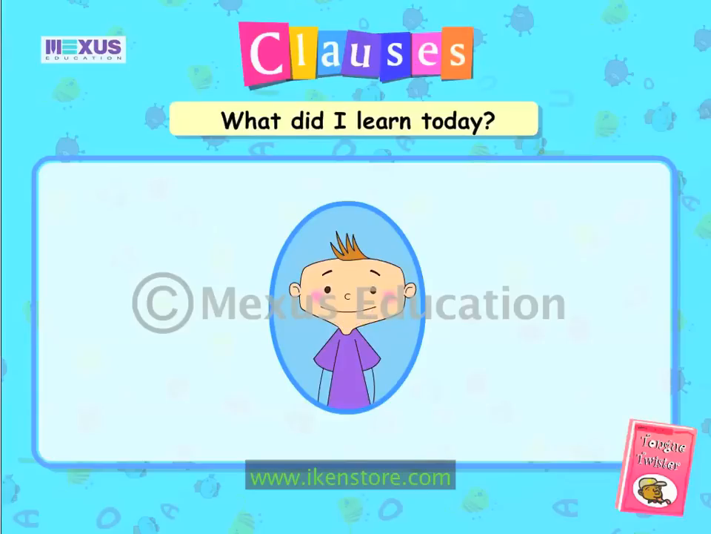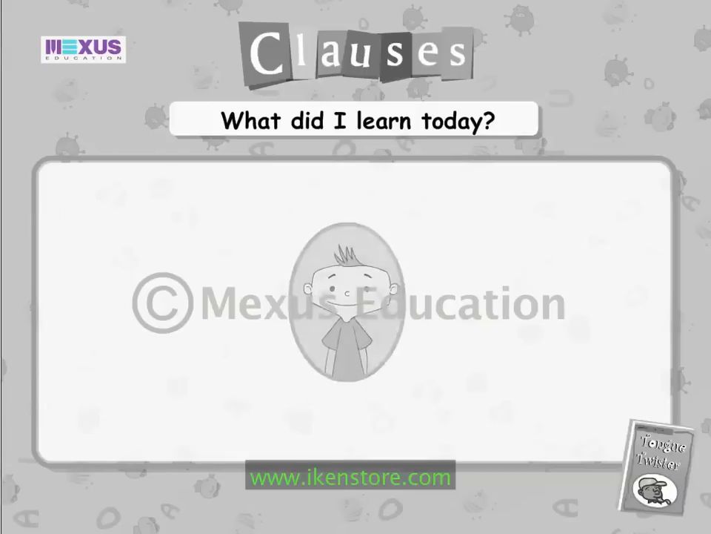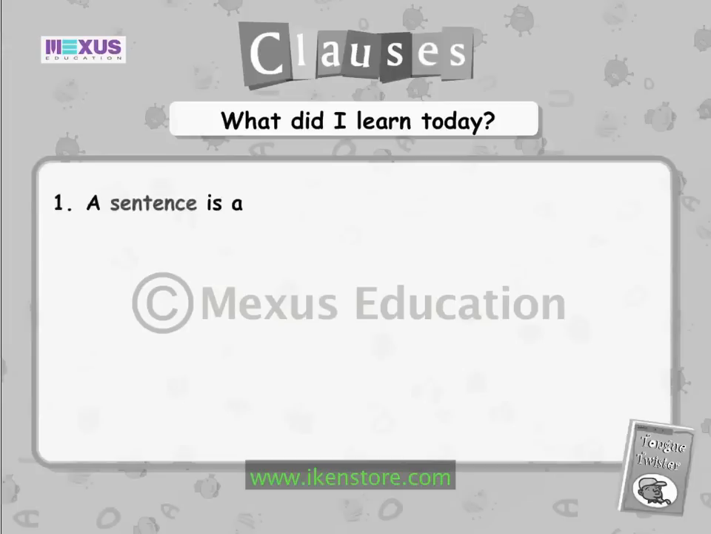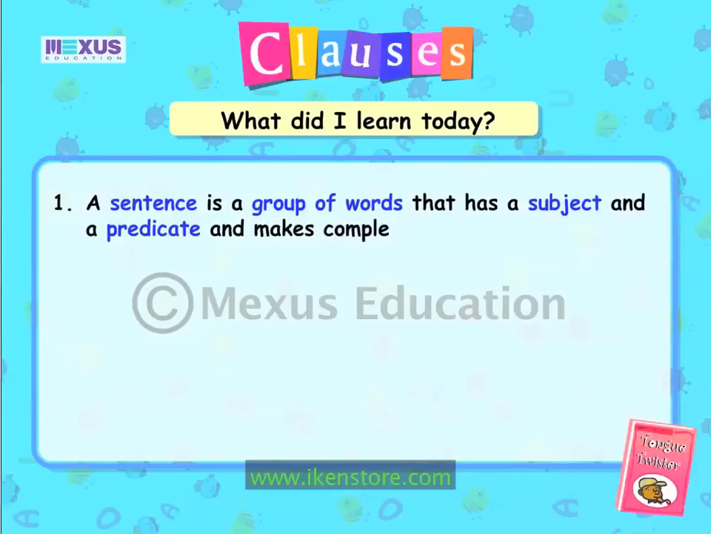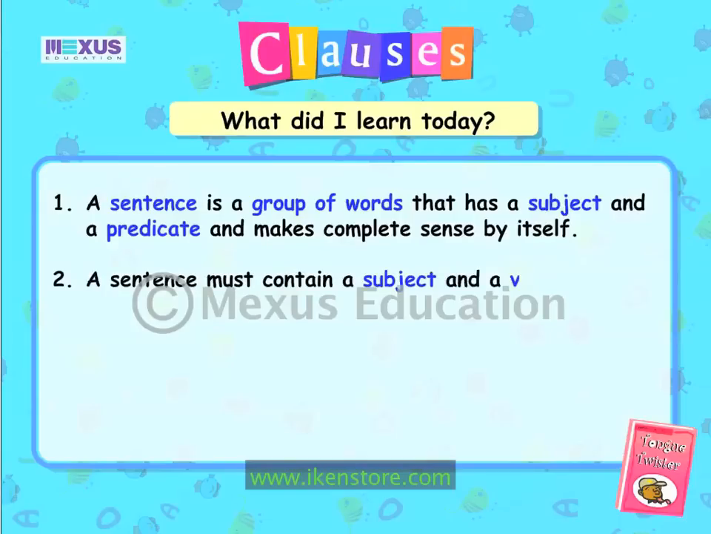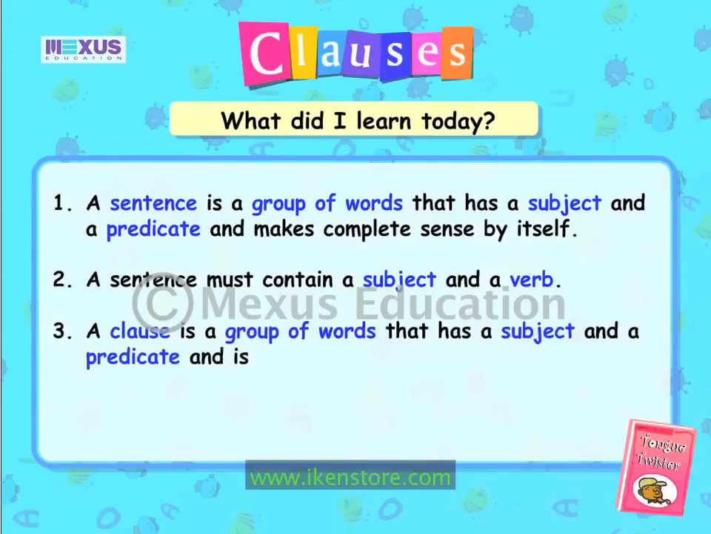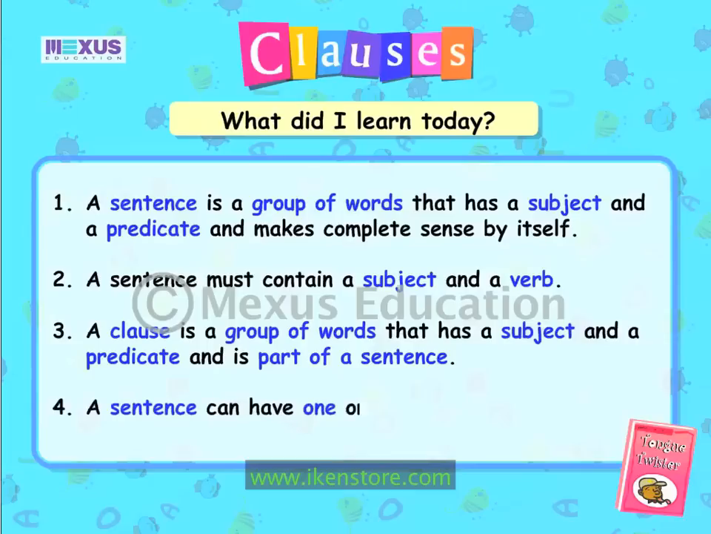So let's quickly revise what we learned today in the lesson on clauses. A sentence is a group of words that has a subject and a predicate and makes complete sense by itself. A sentence must contain a subject and a verb. A clause is a group of words that has a subject and a predicate and is a part of a sentence. A sentence can have one or more than one clause.